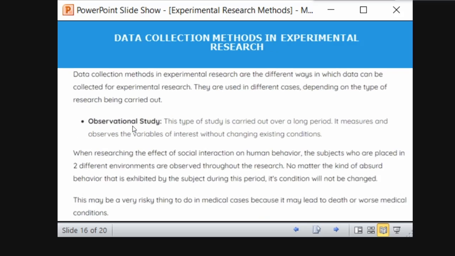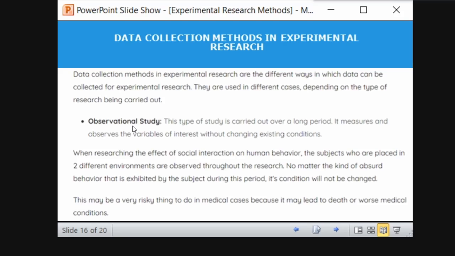So what are the data collection methods? There are different data collection methods. We know the main thing is observation, right? In the plant example, I'm using the same example so you will understand it, you are observing it daily for 30 days. How the plant grows kept in sunlight, or how the plant kept at home, what happens to it, you are observing. This type of study is carried out over a long period.